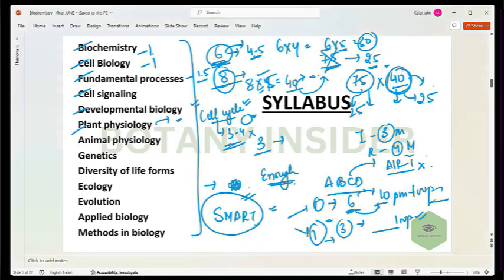If you look into methods in biology, every technique in itself is a complete subject to study. PCR is, like, people take workshops of performing PCR for a month or something, right? But CSIR is not asking you to do all these things. It is asking you that you should have conceptual clarity.